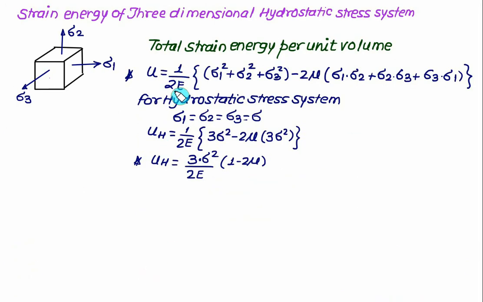equation 1 upon 2E times sigma 1 square plus sigma 2 square plus sigma 3 square minus 2 times the Poisson ratio multiplied by sigma 1 into sigma 2 plus sigma 2 into sigma 3 plus sigma 3 into sigma 1. And if all the stresses are equal in magnitude, then we can calculate the strain energy of a three-dimensional hydrostatic stress system as 3 times the average stress square divided by 2 times the Young modulus, multiplied by 1 minus 2 times mu.